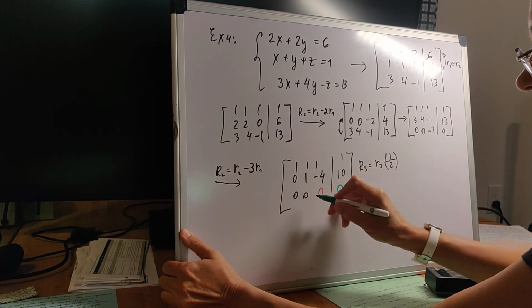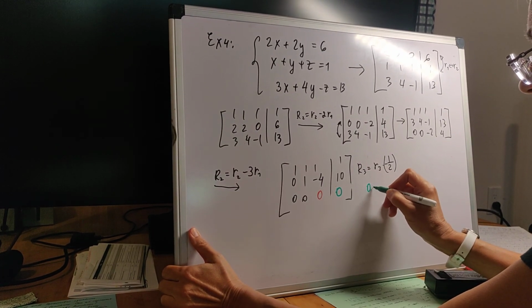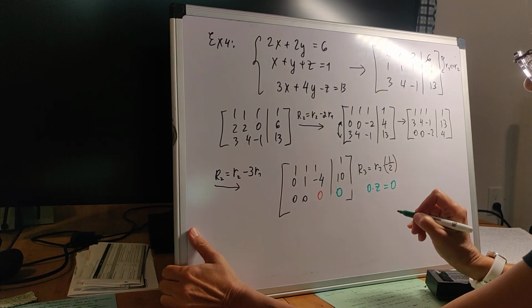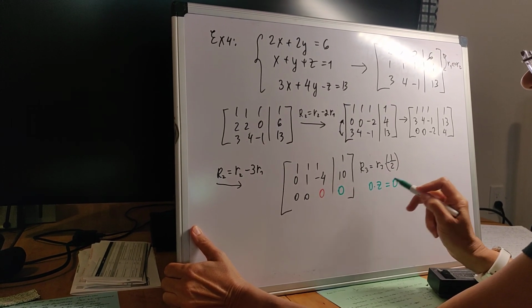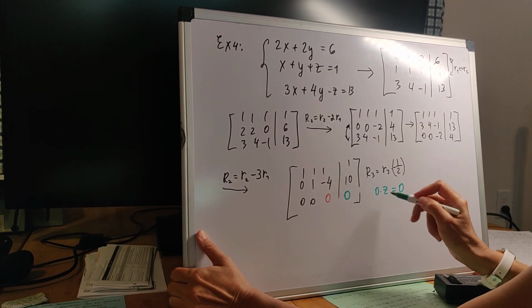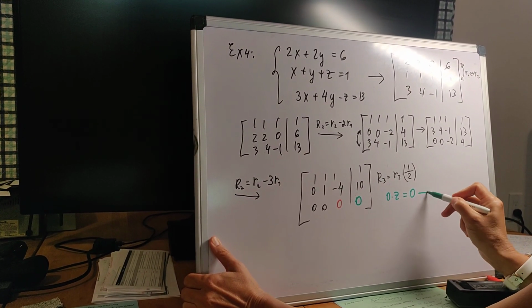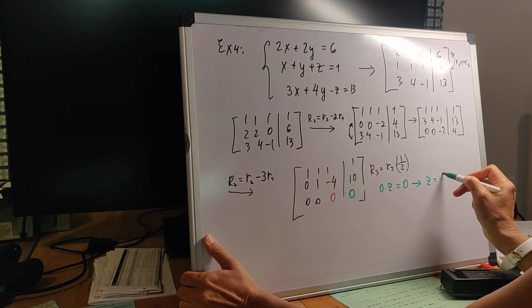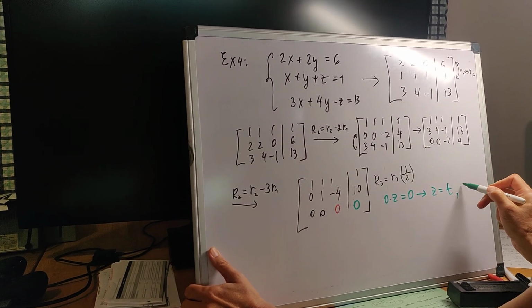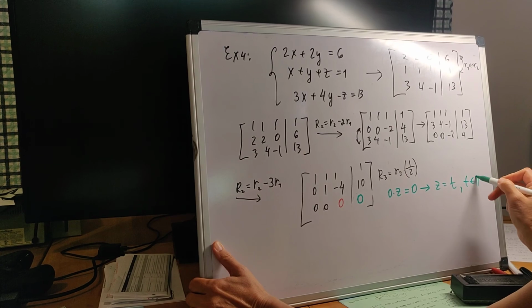Then the equation we have from the third row is going to be 0z equals 0. And you look at this equation and you see that any z is going to fit here. z equals 1, multiply by 0, get 0. z equals 2, multiply by 0, get 0. So actually z is going to be a free parameter here, and you can set it up as t and say that t is any real number. Okay.